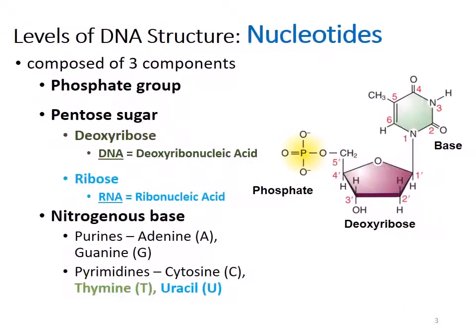If we look at the nucleotides themselves, just like we talked about before, they're composed of a phosphate group and a pentose sugar. That sugar is going to be deoxyribose in DNA or ribose in RNA, because DNA's long name is deoxyribonucleic acid, and RNA's long name is ribonucleic acid, based on that pentose sugar. And then there are the nitrogenous bases. The purines are adenine and guanine, and the pyrimidines are cytosine, thymine in DNA, and uracil in RNA.